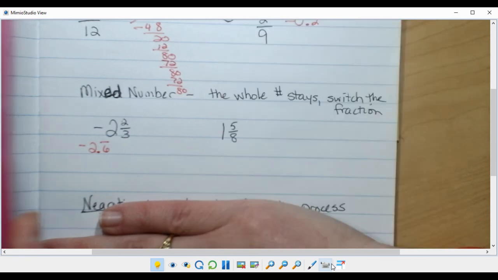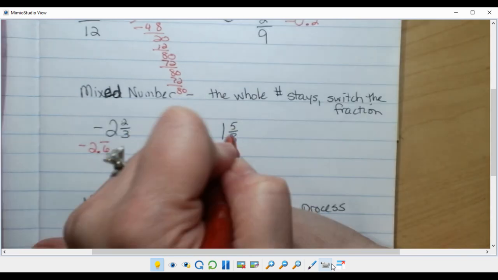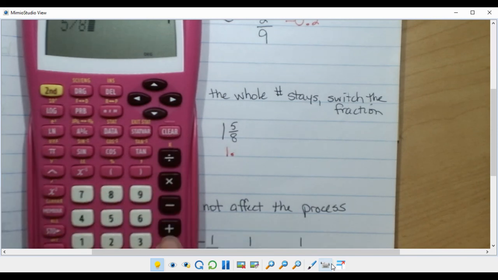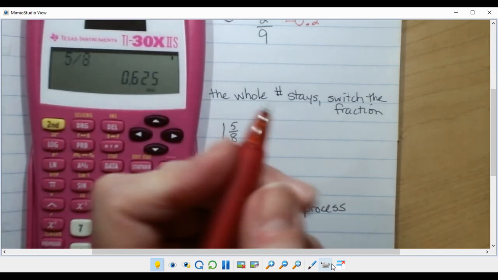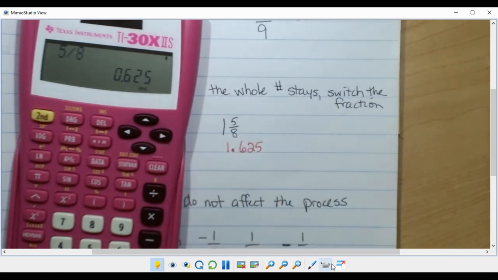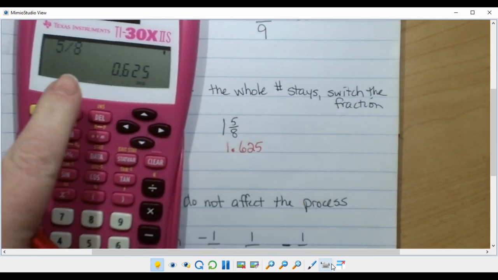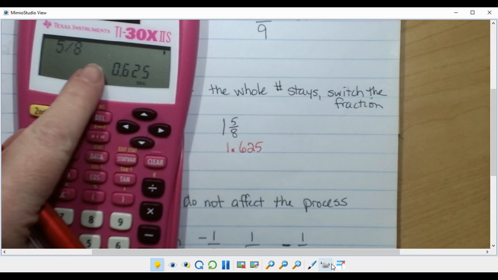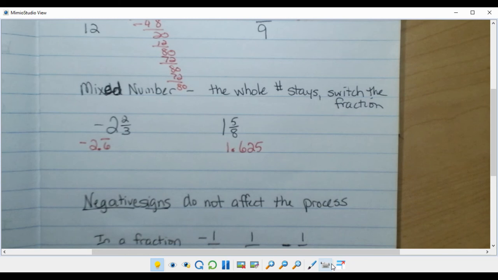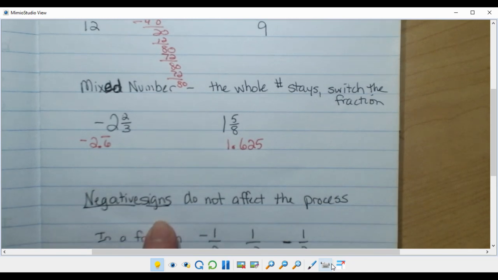And then one more, a positive mixed number, 1 and 5/8. 5 divided by 8 equals, I got 0.625. That 1 came down, even though it doesn't say it here. Remember, I didn't put the 1 in the calculator, so we'll just bring that down. Negative signs do not affect the process. You still divide, you still do the repeating decimals, all of that is the same.